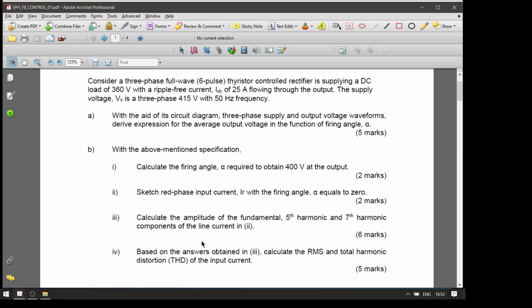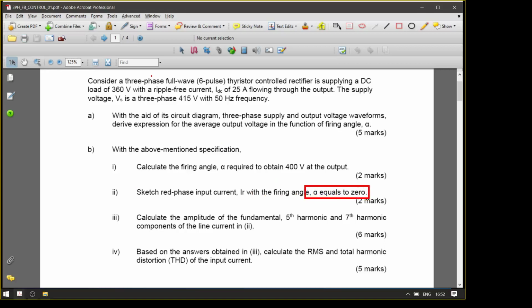Okay, and then that's number 1. It's straightforward. You know the equation, then you just apply the equation, just like the first example, to get the alpha required to obtain 400 volt. And part 2, sketch red phase input current IR with the firing angle equals to 0.